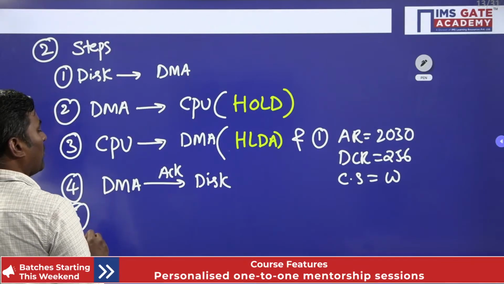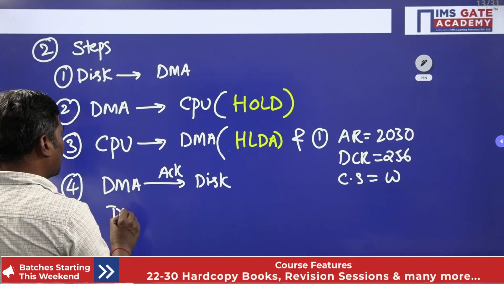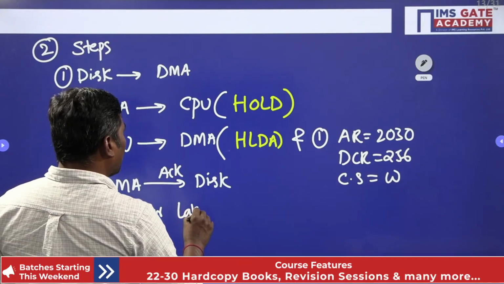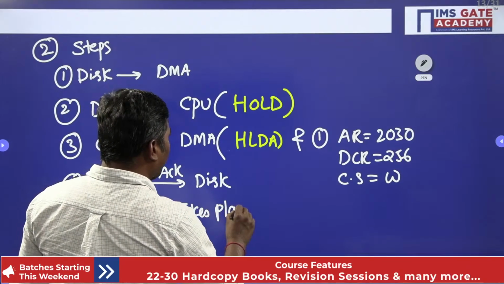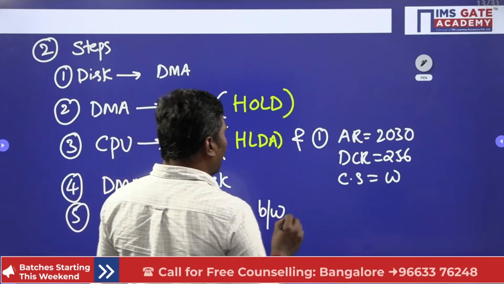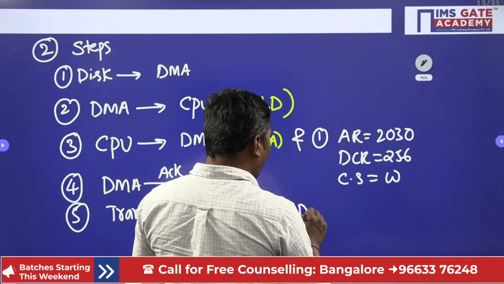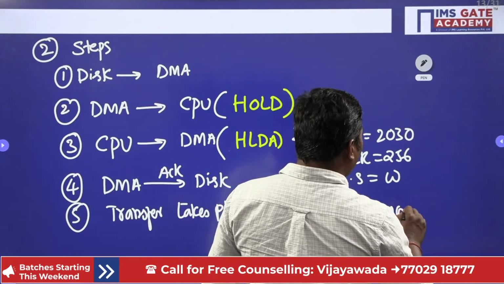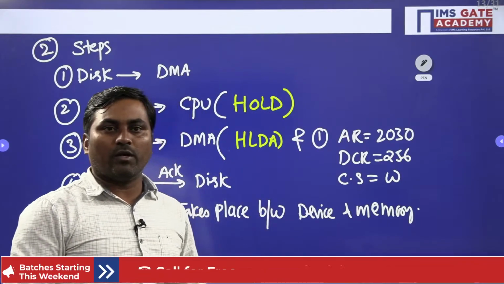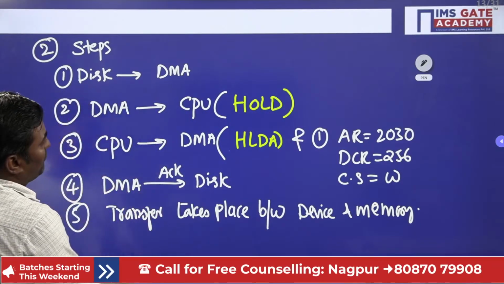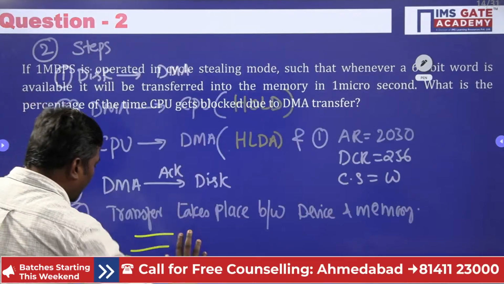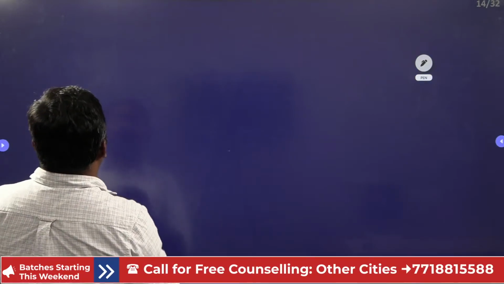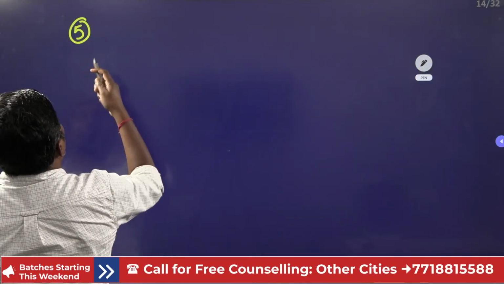Step number 5: the data transfer takes place between the device and memory. How will it go? First, one word has to be transferred. In that, I'm breaking the fifth step. Observe, I'm breaking the fifth step. Step number 5 only, so I'm breaking down the first one.